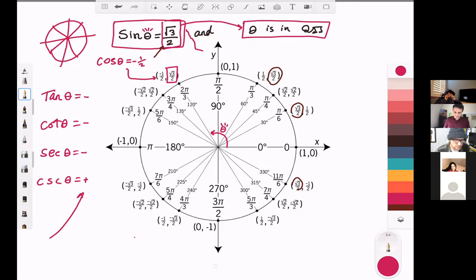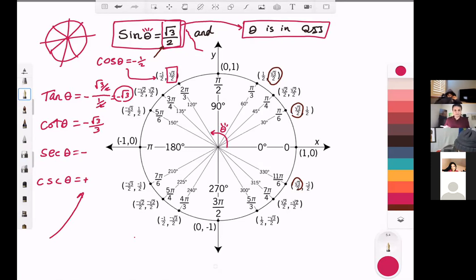Tangent is sine over cosine. So it will be radical 3/2 over -1/2. The 2s will cancel, and we have negative radical 3. Cotangent will be negative radical 3 over 3. How did I get this? Same thing, the reciprocal of tangent.